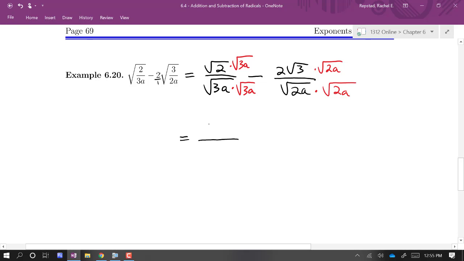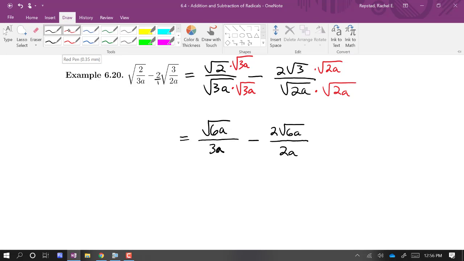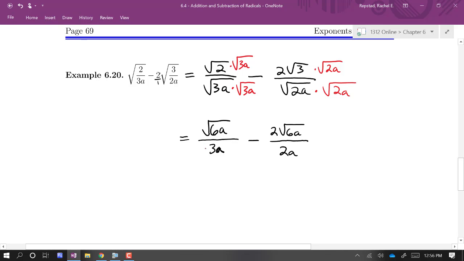The first fraction, in the bottom I have 3a. Up top I have the square root of 6a. In the second fraction, in the bottom, I have 2a, and up top I have 2 times the square root of 6a. Now I can get a common denominator. They both have a factor of a, so we just need to get the right coefficients on that. In the first fraction, we can multiply the top and the bottom by 2. In the second fraction, we can multiply the top and the bottom by 3. And now they have a common denominator of 6a.